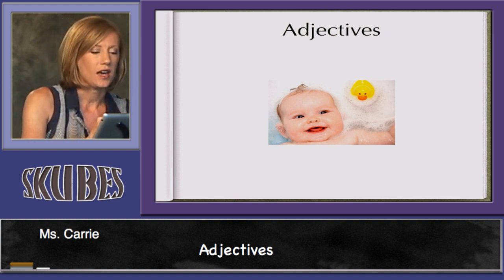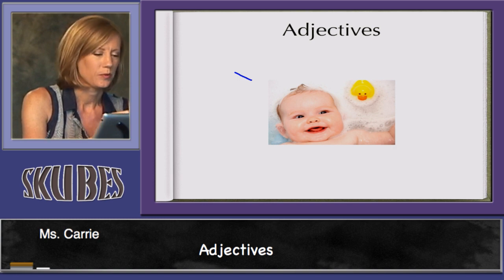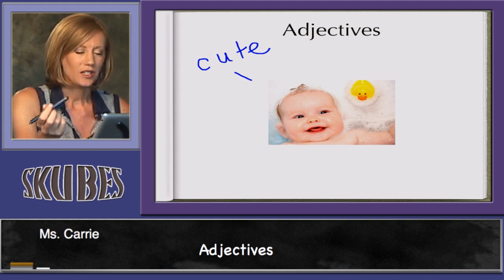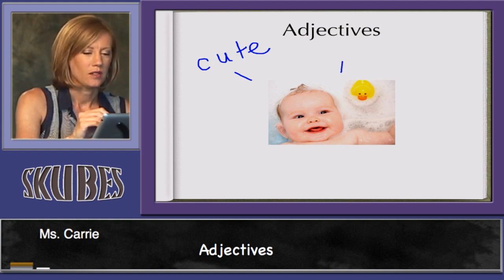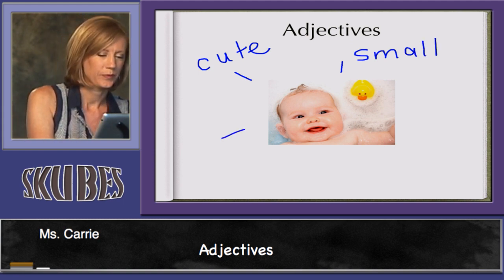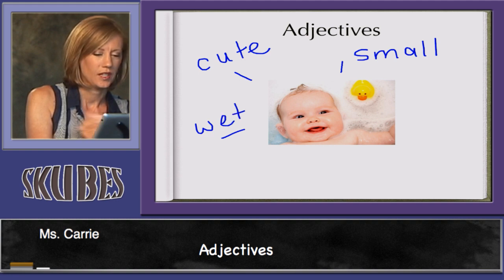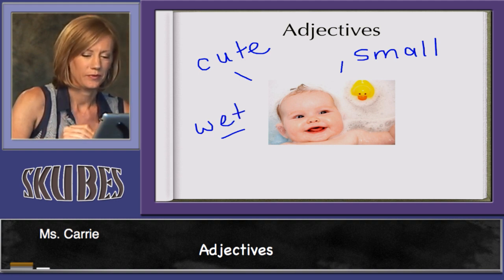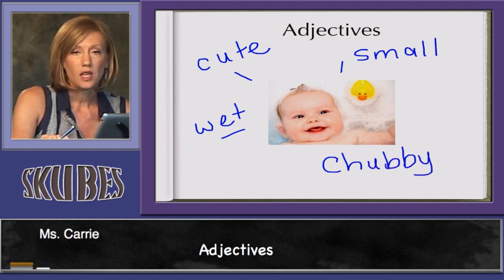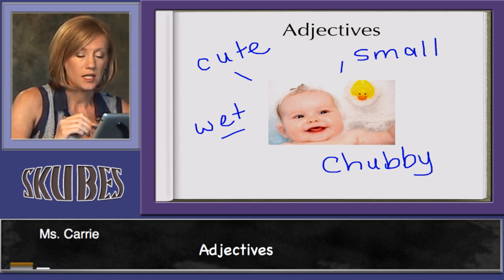We could say that the baby is cute. That describes the way he looks. He's small. We could say he's wet. And he's a little bit chubby. If we wanted to describe the duck, we could also say the duck is small, or we could say that it's yellow. Yellow is another adjective.